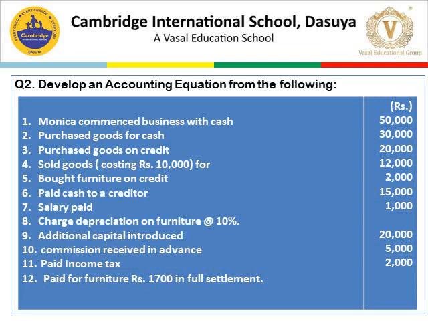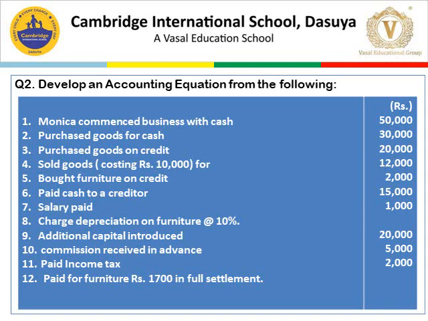8. Charge depreciation on furniture at the rate of 10%. Now here the amount of furniture is not given, so we have to look into the amount of furniture which is in transaction number 5. The amount of furniture is 2,000. Now we have to calculate depreciation on 2,000. 10% of 2,000 is rupees 200.